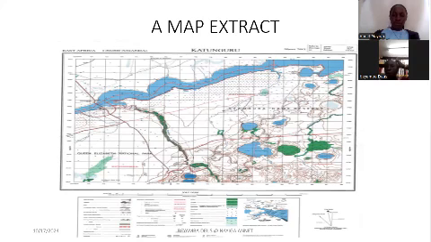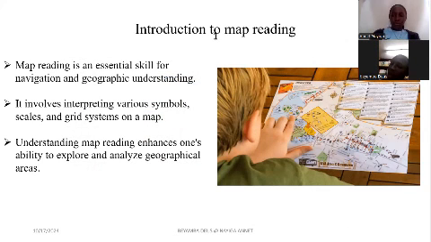Now, we'll go back to the introduction to map reading. You're going to see that child trying to identify different aspects on the map, observing different symbols and trying to understand them. Map reading enhances one's ability to explore and analyze geographical areas. It's mostly about representing big areas on a small piece of paper, representing the wide area. Are we together? Yes, please.